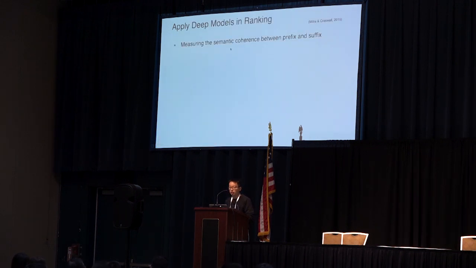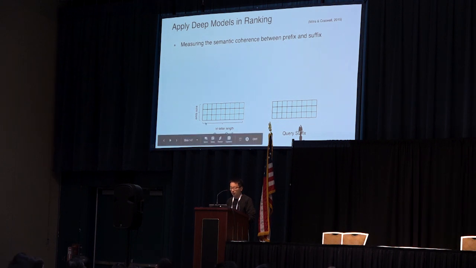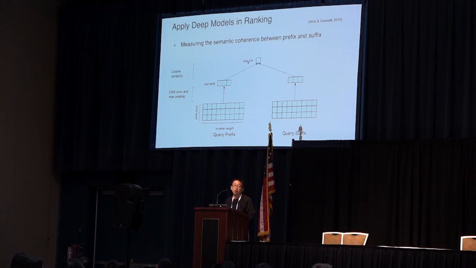So the first method applies deep learning only on the ranking part and keeps the generation untouched. The idea is to measure the semantic coherence between the query prefix and the query suffix. The input is an n by d matrix, and applying CNN, then we get a cosine similarity. As you can see, this graph is very similar to the document ranking graph. The only difference is here it is the query suffix, and in document ranking, it is replaced by the documents.